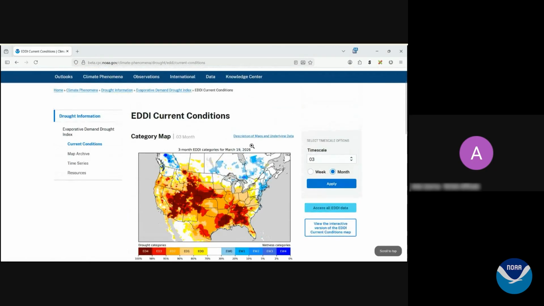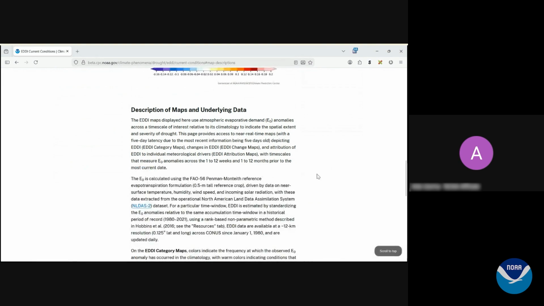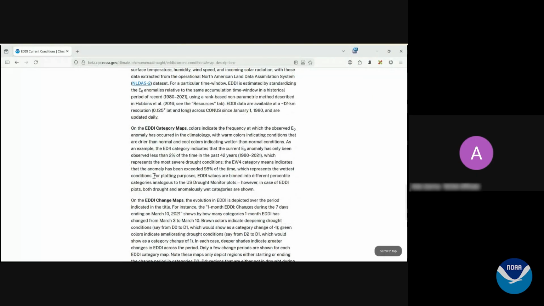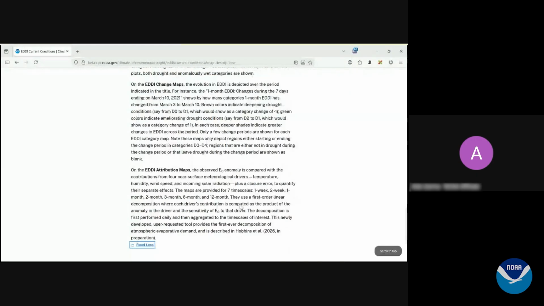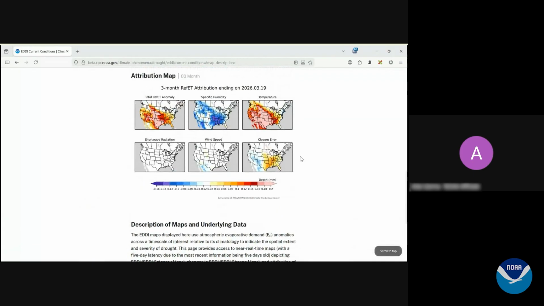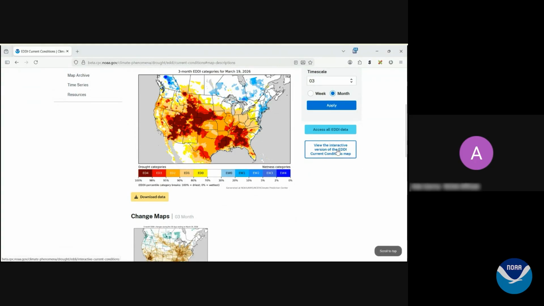And then back at the top here is a link that would take the user directly down to the bottom, where it gives you more information and a description of the maps and their underlying data. And again, you can expand the text and it gives you quick descriptions of each type of map. And then you can contract the text again. And so now I'm going to take you to the interactive version of this page.